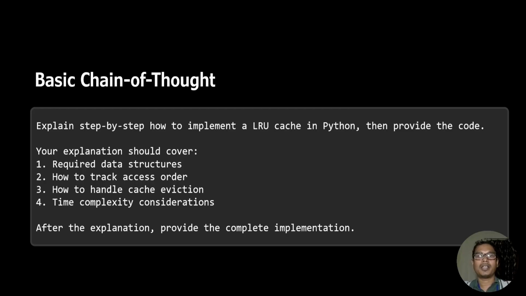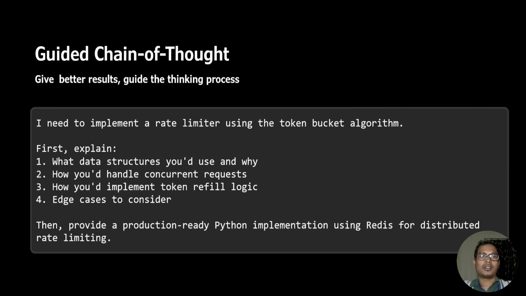So here you are telling your AI, first explain all this to me, then generate the code. Okay, the two tasks you are giving to your AI in one prompt. It's a kind of chain of thought type prompt. The guided chain of thought, here also you ask your AI, I need to implement a rate limiter using the token bucket algorithm. First explain all these things, then provide me a production ready Python implementation using Redis and distributed rate limiting.